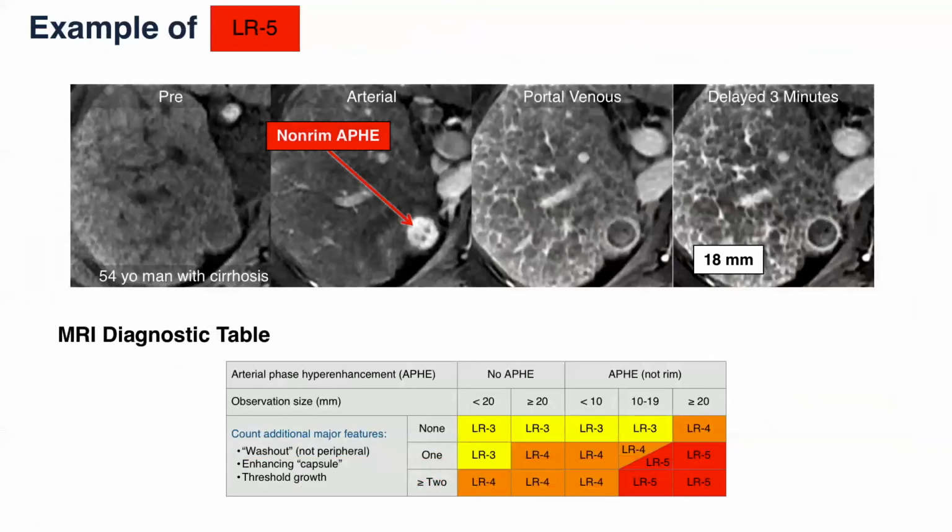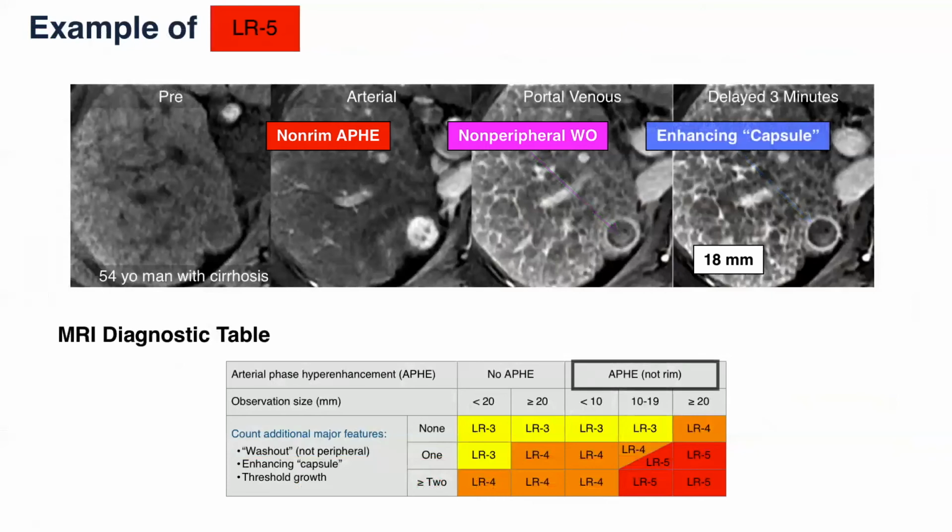Notice that this observation has APHE. It enhances more than background liver, and this APHE is not rim-like. Notice that this observation washes out to become darker than liver in the portal venous phase, and this washout is not peripheral. This is non-peripheral washout. The whole thing washes out. Notice that on the delayed images, this observation has a rim of enhancement that is thicker than the fibrosis surrounding the background nodules. So this is an enhancing capsule.